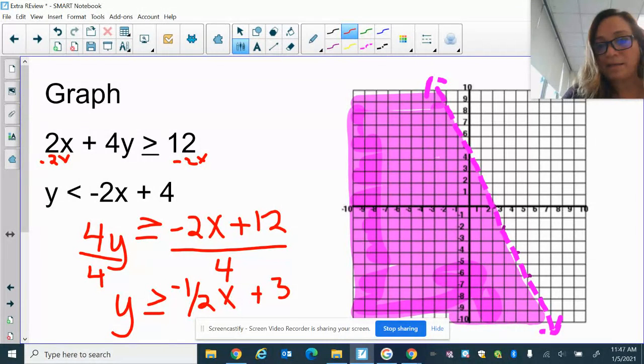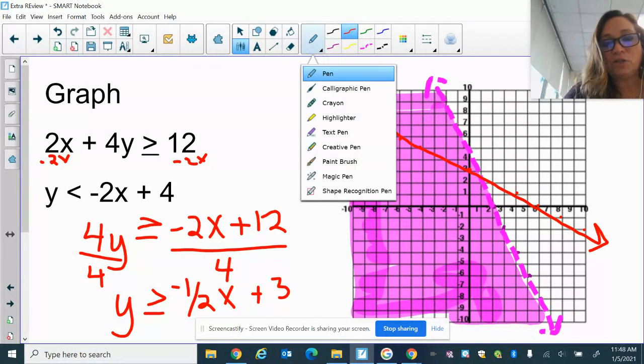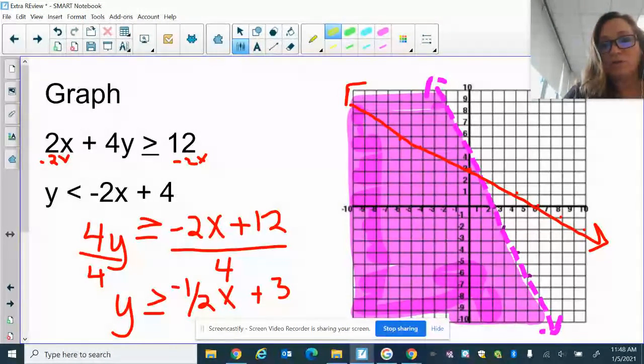Okay, so +3 is right here. And it's down 1 over 2, down 1 over 2, down 1 over 2, down 1 over 2, down 1 over 2. I'm going to go a little bit in the other direction to give me some more points. Okay, there is an equal bar, so I'm going to draw a solid line. And now it's greater than, so I'm going to shade above. I'm going to do that in yellow.